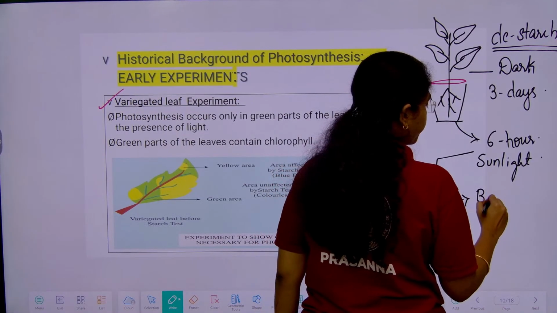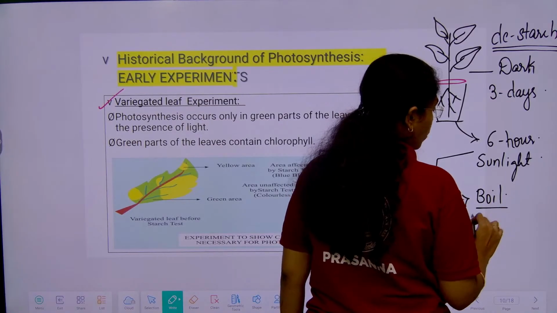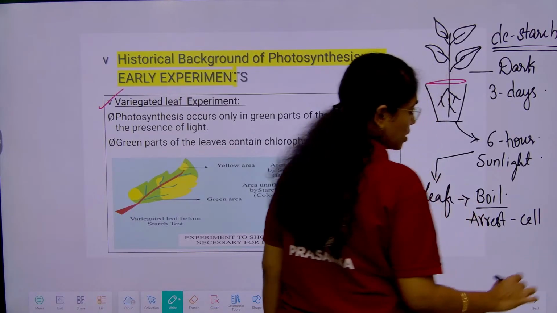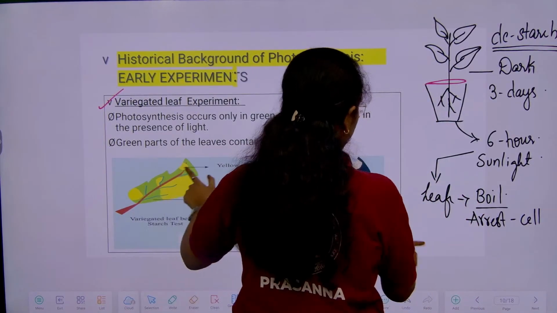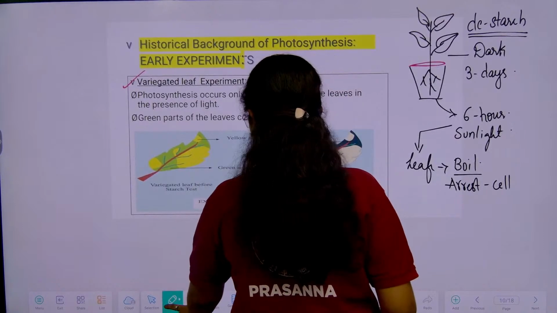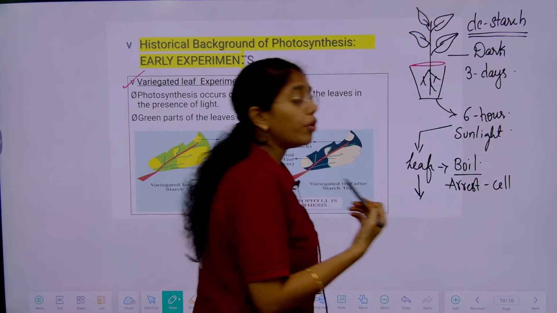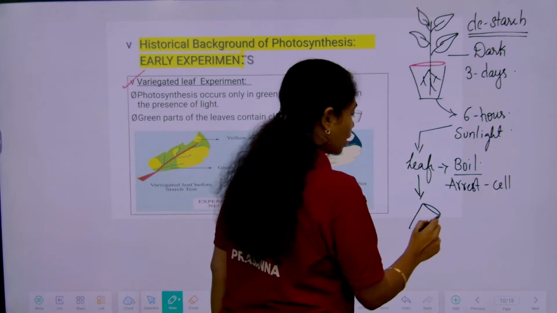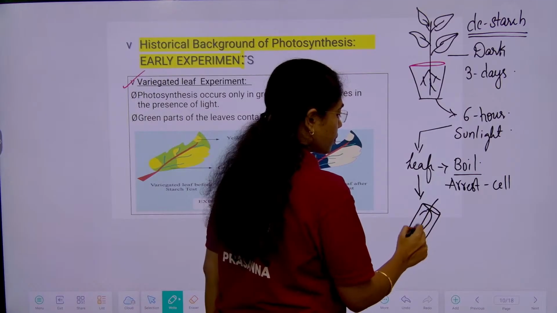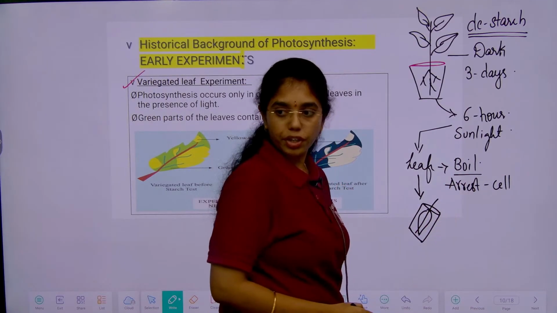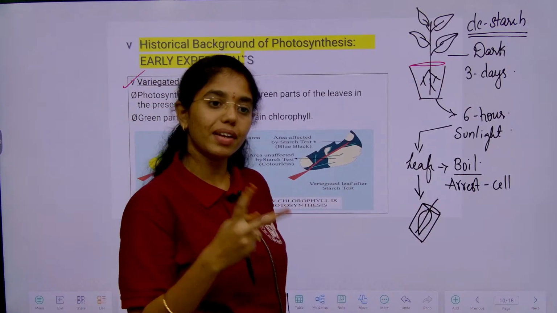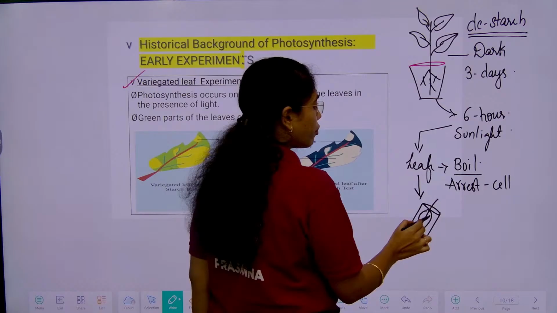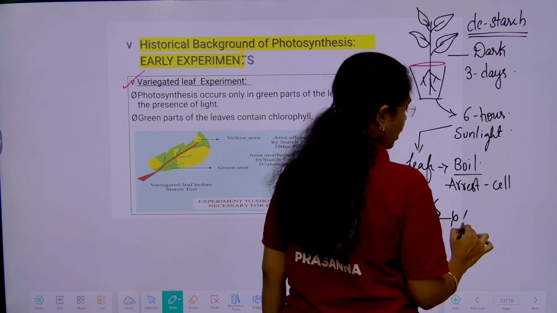boil it, boiling to arrest the cell. Cell arrest will happen here. Then to remove the chlorophyll present in the leaf, you have to place it in alcohol. Chlorophyll also will be removed when you are boiling it, and the cellular machinery will get arrested. All the cell metabolism will be stopped. And then you have to place it in alcohol.